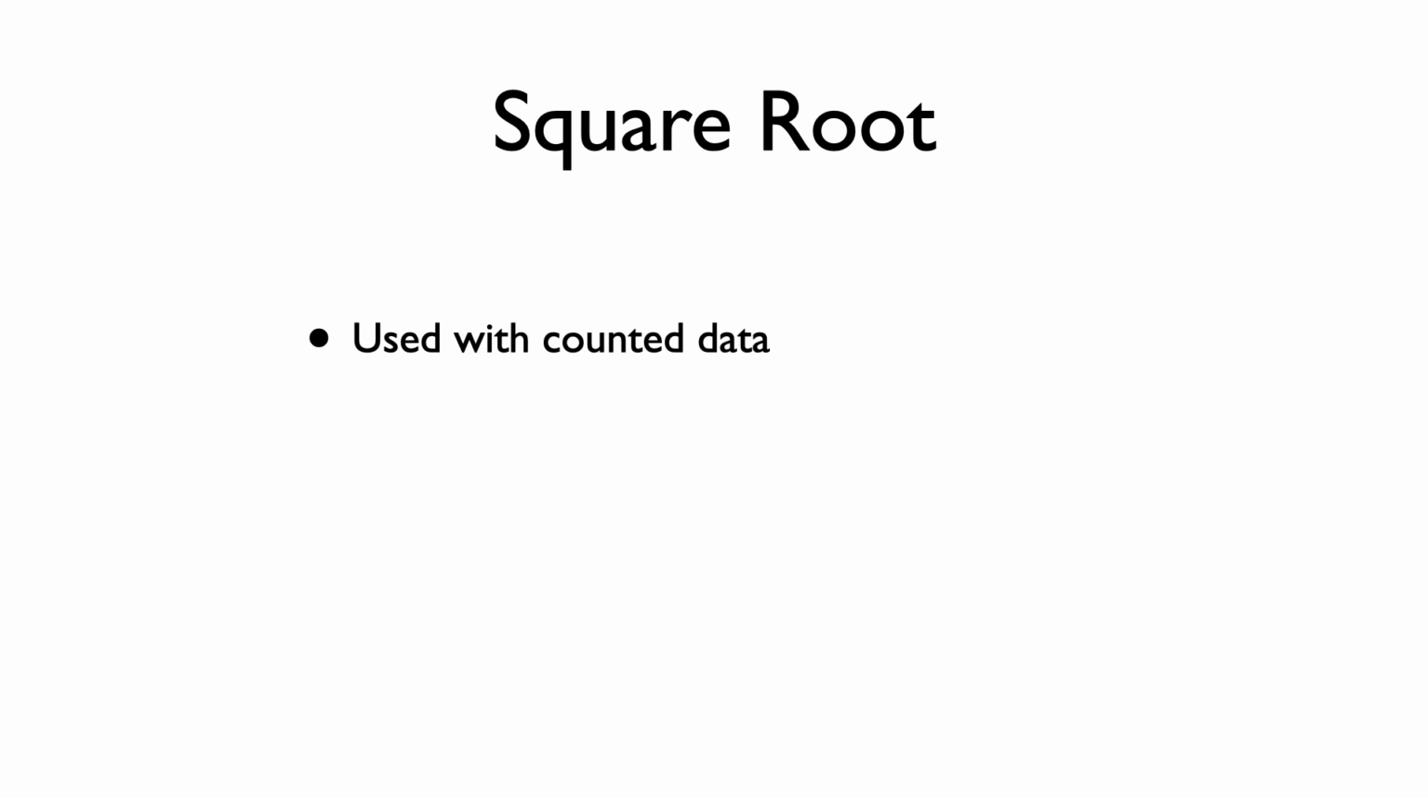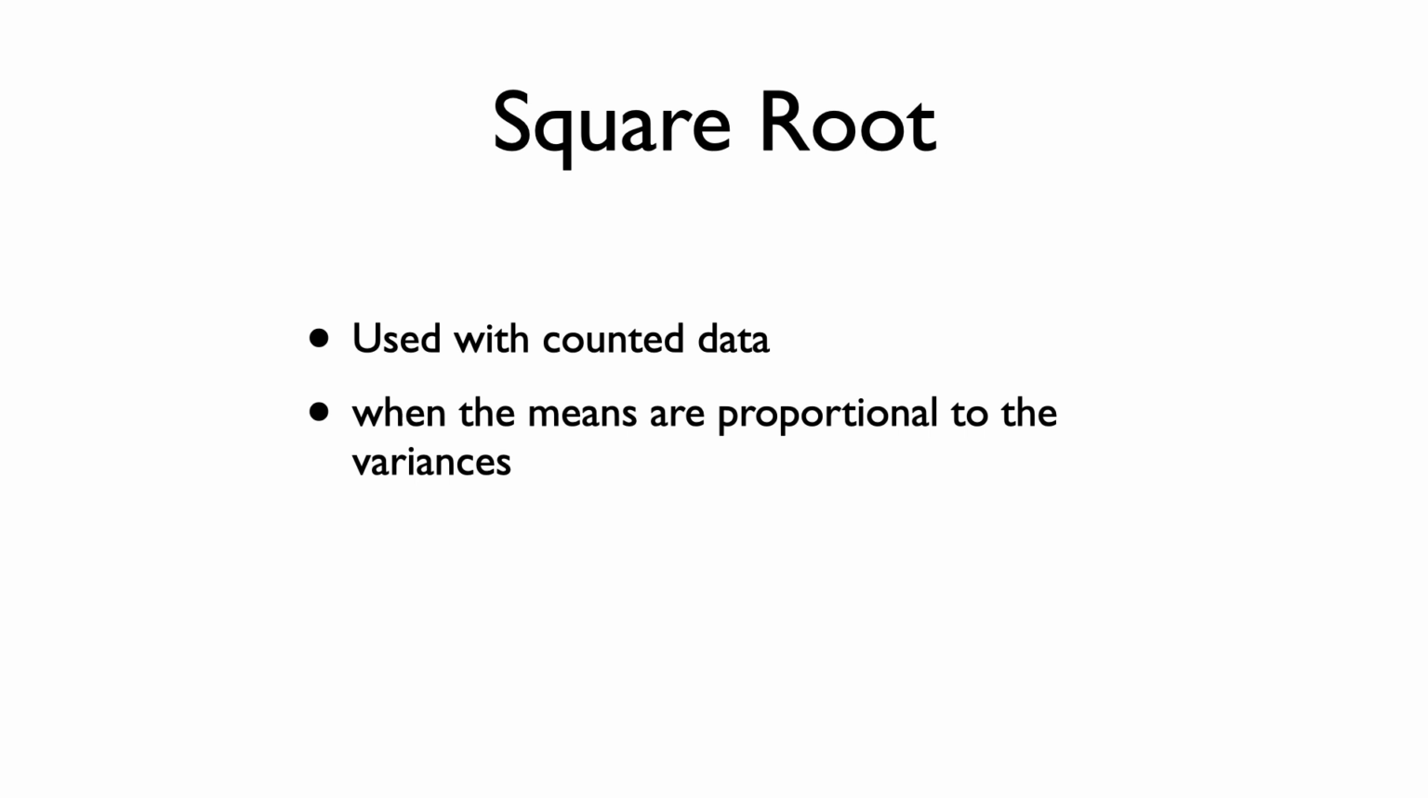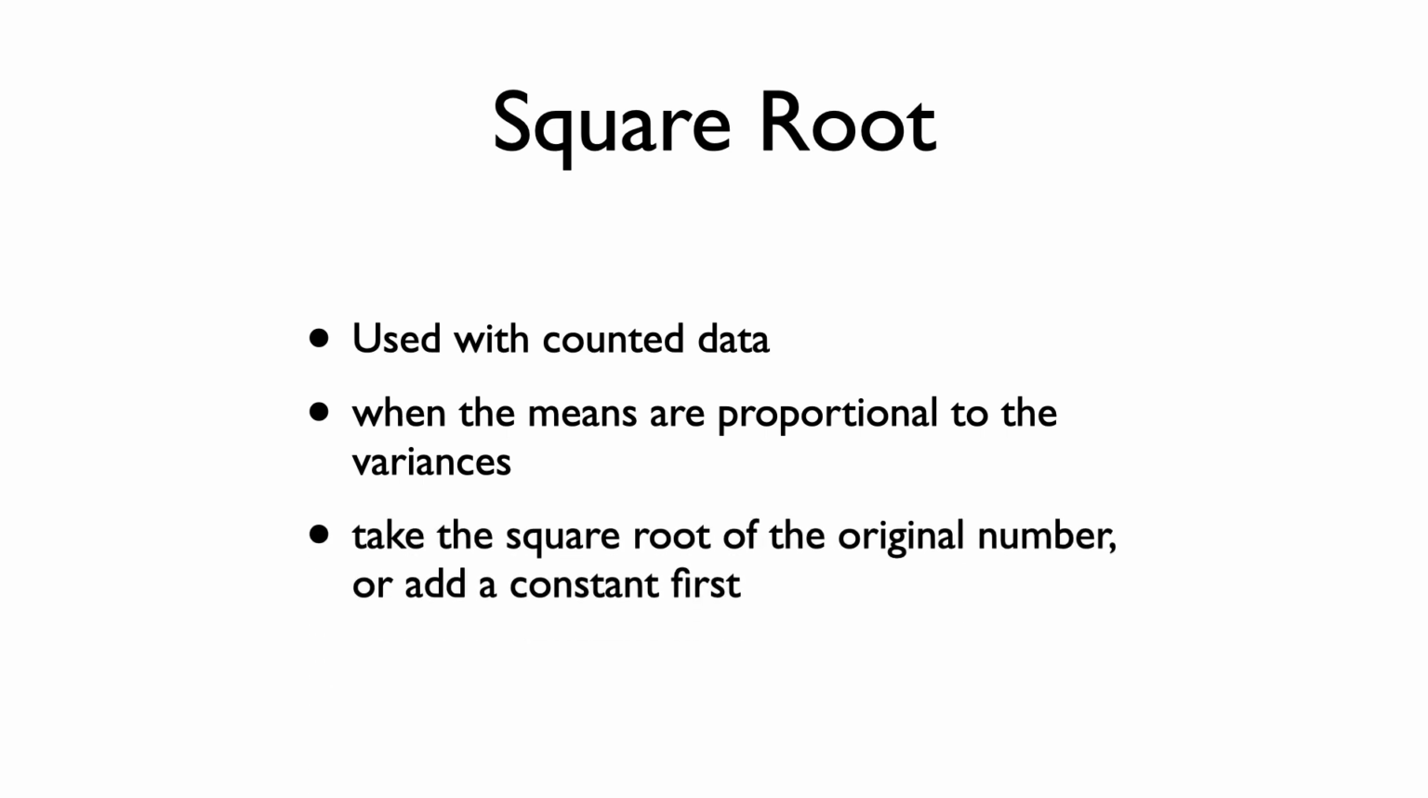If you have counted data, I'm not going to go through why this is the case, because it doesn't matter. When I say counted data, how many people are doing this and how many people are doing that? How many correct responses? Things like that. It can sometimes show problems with variances. It tends to do a weird thing where it makes the means proportional to the variances. So if the means double, the variances double. So what you do is you take the square root of the number, and if it's a negative number, you just add a constant again.